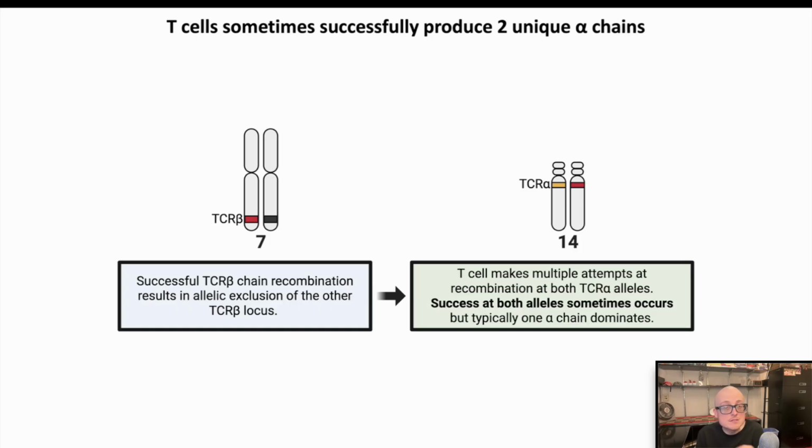They're probably going to be similar antigens because there will always be a shared beta chain. There's always going to be a single beta chain, but that beta chain might pair with two unique alpha chains, giving you two technically distinct TCRs.